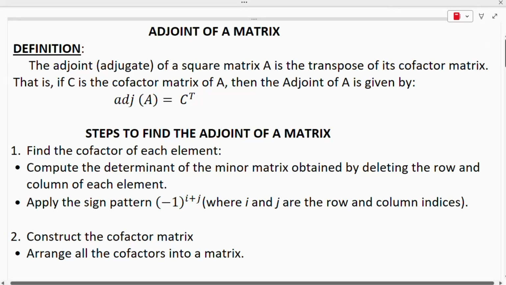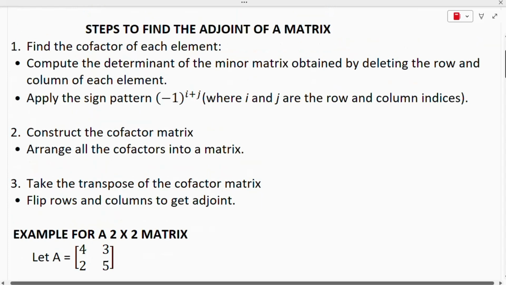Now these are the steps that you can use to find the adjoint of a matrix. Step 1: find the cofactor of each element. That is, you compute the determinant of the minor matrix obtained by deleting the row and column of each element, and you must apply the sign pattern, that is minus 1 raised to the power of i plus j, where i represents the row and j represents the column indices. Step 2: construct the cofactor matrix.